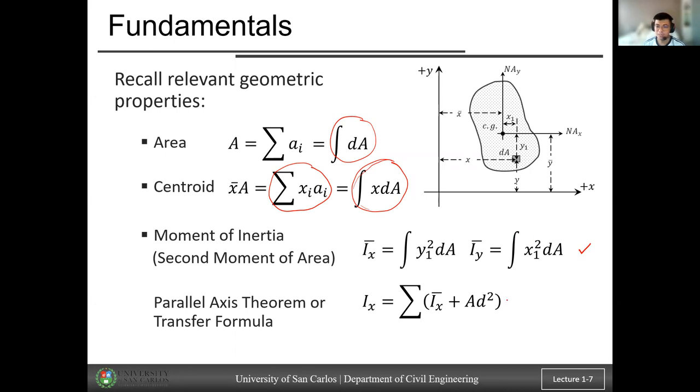So the transfer formula is only used when you try to transfer the moment of inertia. For example, this is the T section, T beam. If you try to get the moment of inertia with respect to its neutral axis, and then let's say this is the centroid, you will have to use a transfer formula to be able to solve for the moment of inertia.